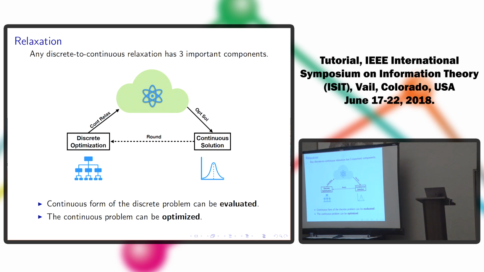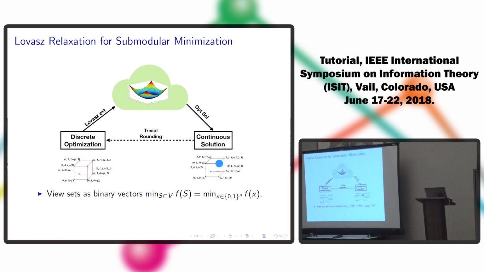So what we have to do at the end is round it back. We have to come up with an integral solution, because our problem was primarily combinatorial in nature, right? I have to return a set S. I cannot return a fractional solution. Okay, so how are we going to do that for submodular minimization?